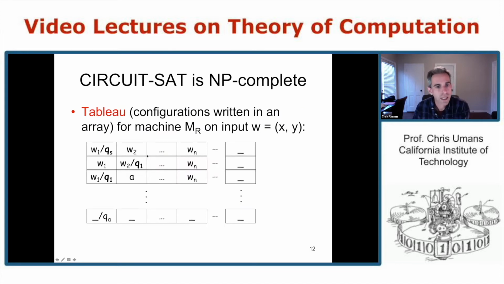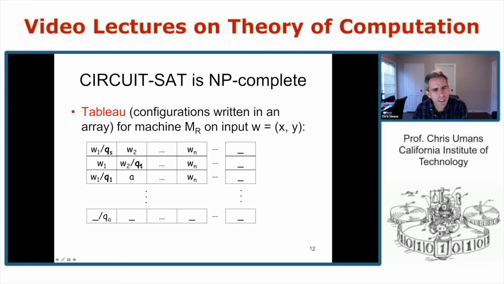So that is the input, and in the tableau, we start out with the contents of the tape being the input, w1 through wn, if it has n characters, and we're in the start state of the Turing machine, which is what this q sub s means. That's the entire contents of the tape, and we just pad it out with blanks as far as we need. And then maybe in the next step the Turing machine moves to state q1 and moves its head over here.